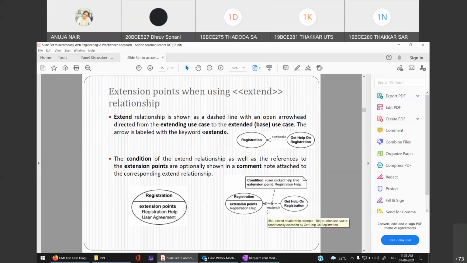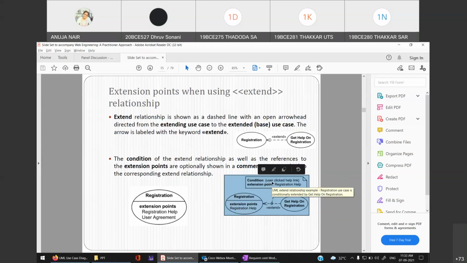So for includes, of course, I don't need to put such extension points because includes is compulsory. But when I am using the extends relationship, I need to tell when I am going to use that optional use case. So whenever this particular condition which is written over here is satisfied, then I am going to go and use this optional use case.